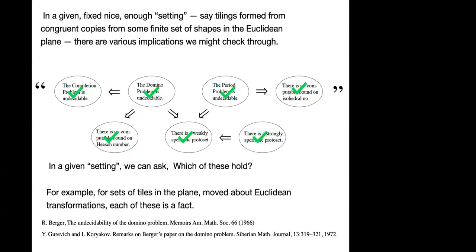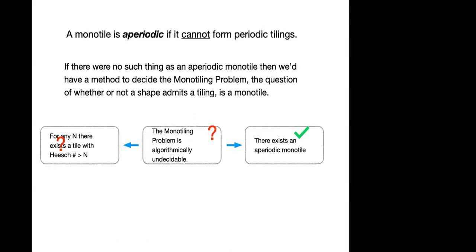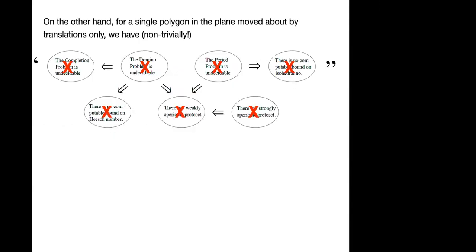Now for the Euclidean plane, this is well known now for 50 years, that all of these get checkmarks. For a single polygon where we have translations only, these are all decidable, and super non-trivially, because to show that with polygons by translations, there's no such thing as an aperiodic set of tiles is hard.